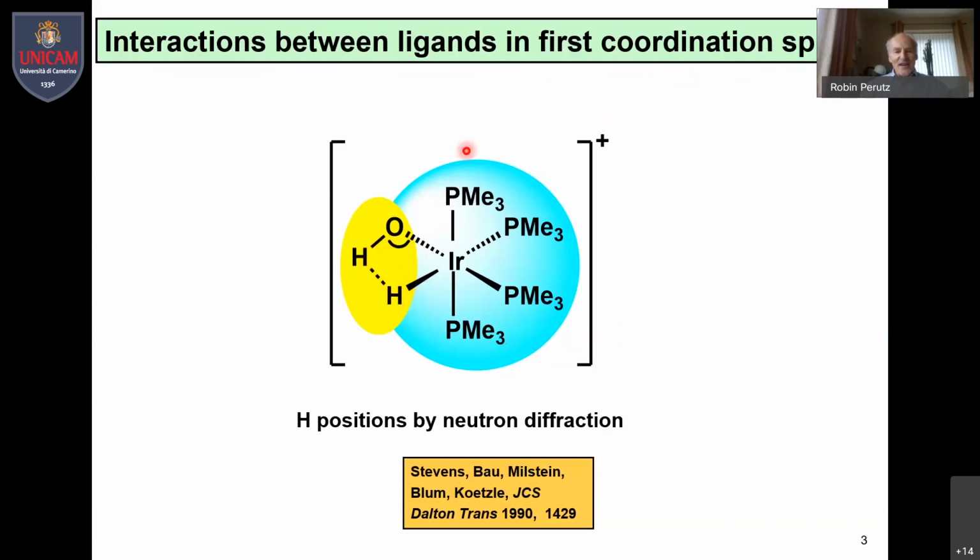And you can see that by neutron diffraction. Neutron diffraction is the best method of getting the positions of the hydrogen atoms. So this is one of the first examples of what we now call a dihydrogen bond. It wasn't called that then. This is 1990 and is a Milstein complex. And Bob Bau was the neutron diffraction person who really did a huge amount for molecules like this.